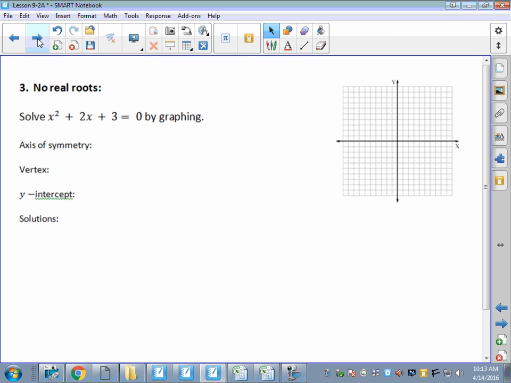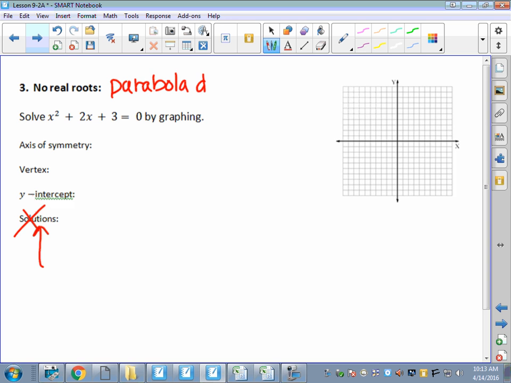No real roots means that when you go to find solutions, you cannot find them. The parabola doesn't touch the x-axis.